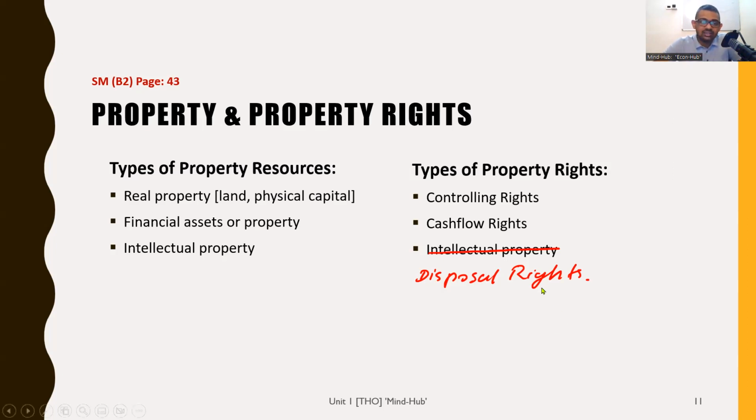Got it? Yes or no? Clear or not? Quickly. Yes, sir. Right. Now you have an idea about property and property rights. Mainly remember, property resources are land and capital, but there are three things we can classify. Then we move on to start a discussion.